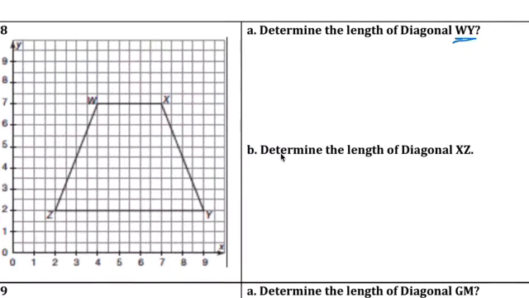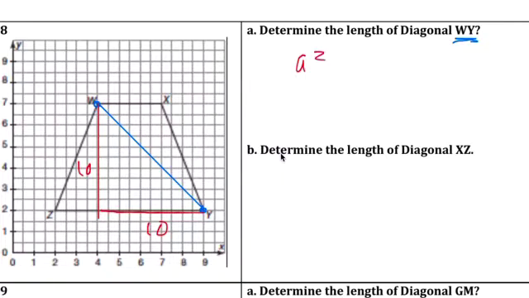Same thing with WY, W to Y. Going down 2, 4, 6, 8, 10, down 10. Right, how many is that? 2, 4, 6, 8, 10 also.